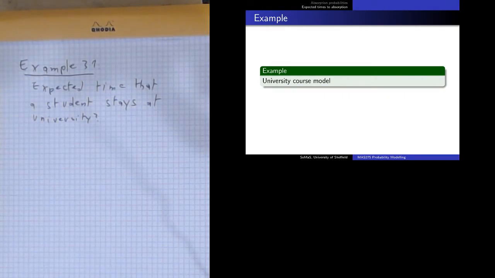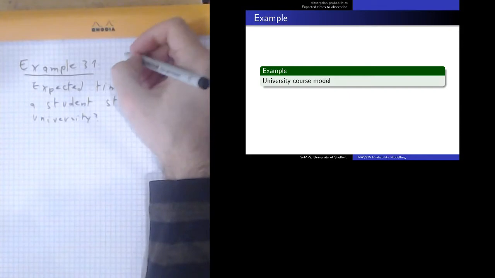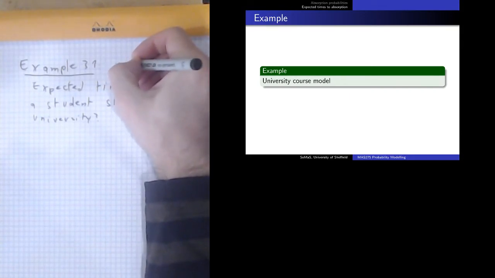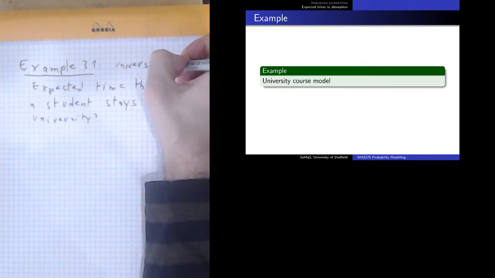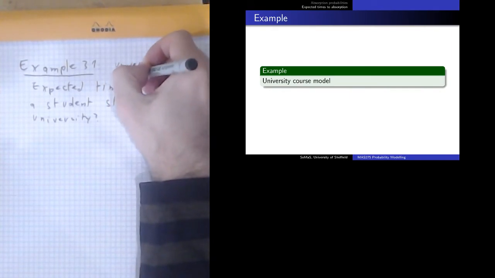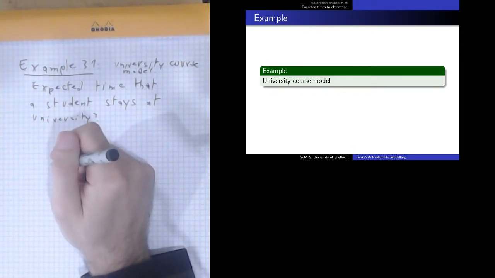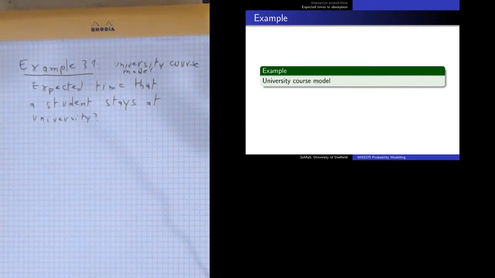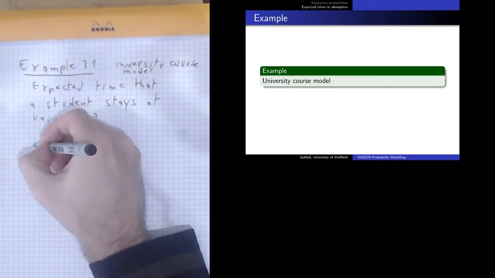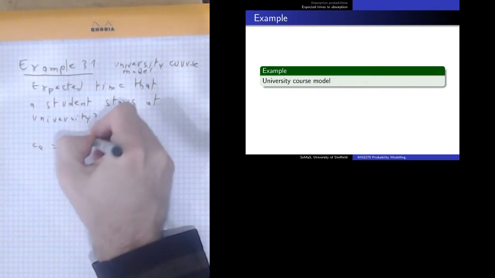So remember, we have this model where we have P, probability of passing to the next year, Q, probability of quitting at any year, and R, probability of repeating a year. So let's maybe, I'll just write university course model here. As a recap, this model had 5 states, 1, 2, 3 being year 1, year 2, year 3, 4 being graduated, and 5 being having quit. So of course, E4 equals E5 equals 0.